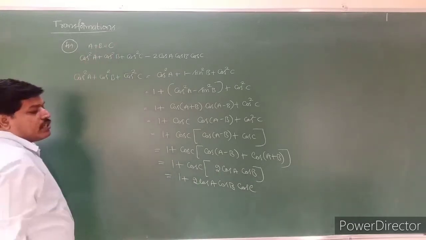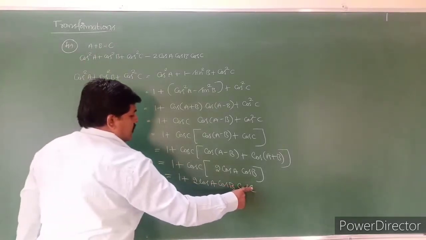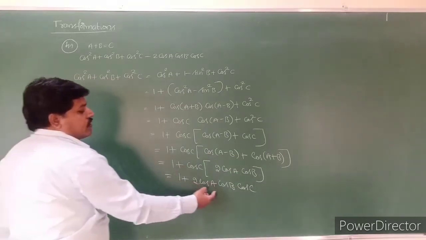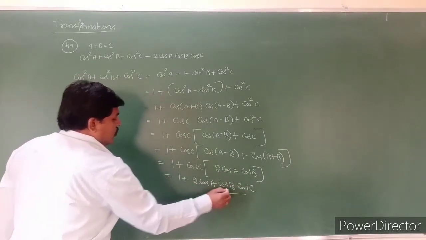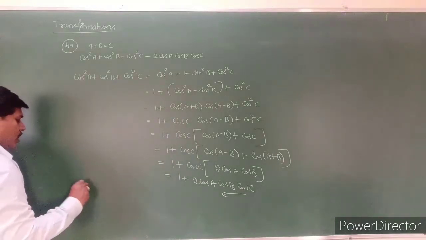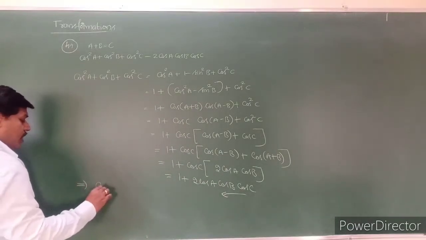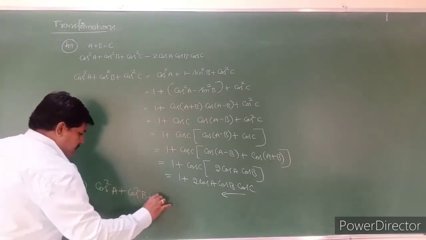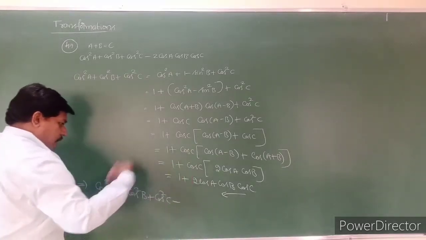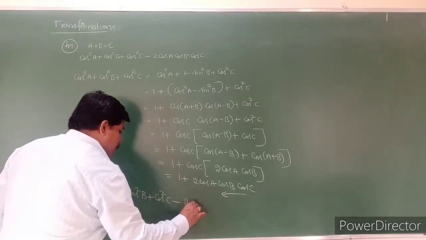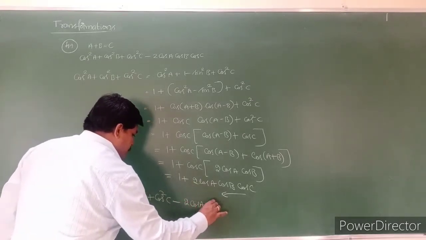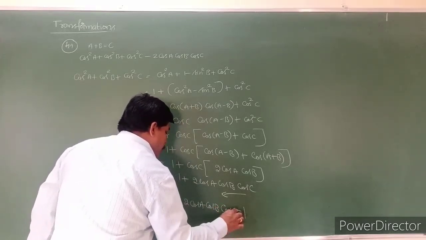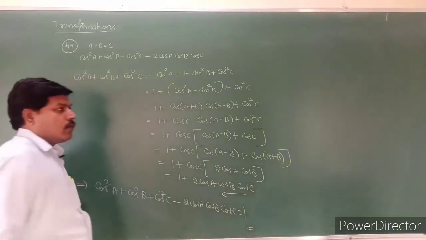A plus B is equal to C, then cos square A plus cos square B plus cos square C will become 1 plus 2 cos A cos B cos C. Take this term to the LHS side, what will you get, students? That is nothing but cos square A plus cos square B plus cos square C minus 2 cos A cos B cos C. It will become 1 only.